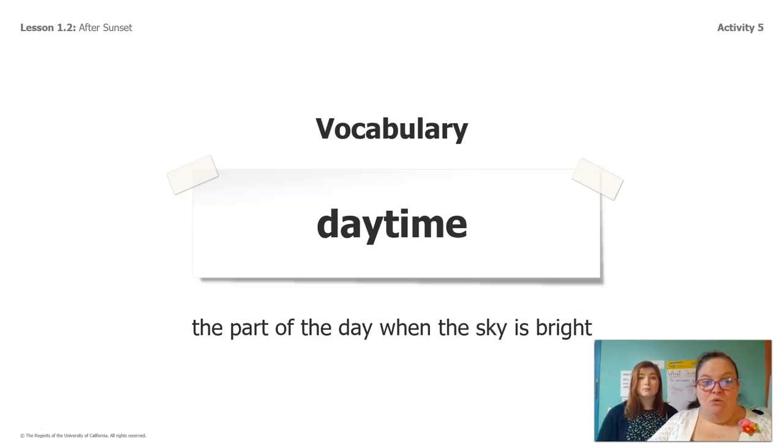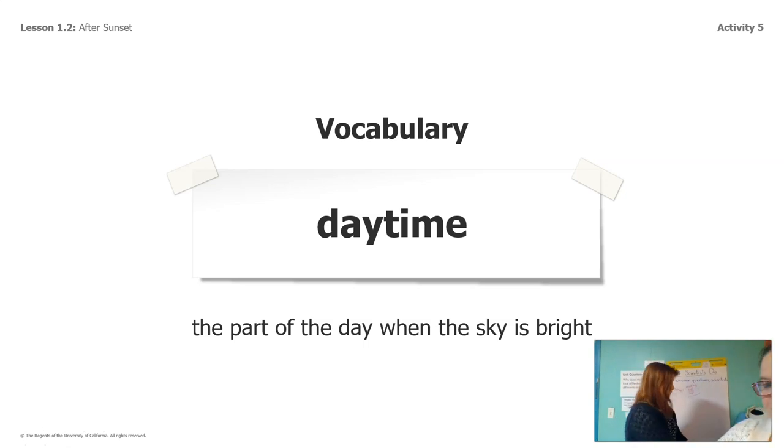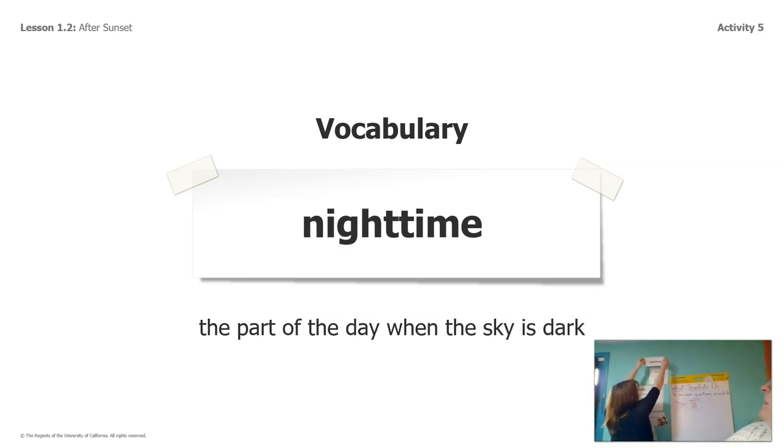All right, so we also have these vocabulary words to add to our chart. Rosie, can you do this as well? We have daytime. Rosie's gonna put daytime up there next to predict. And we also have, what else? If we have daytime, we also have nighttime. So we've got daytime and nighttime.